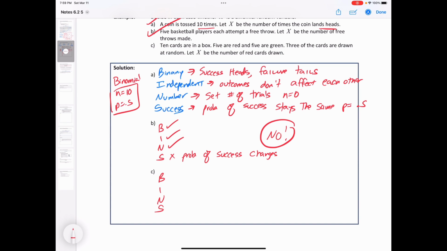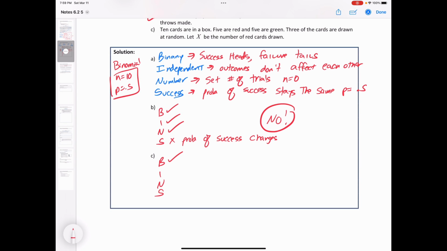10 cards are in a box. 5 are red and 5 are green. 3 are drawn at random. Let X be the number of red cards drawn. Okay, this is binary. Success is red. Failure would be green. Let's come back to I. There's a set number because you're going to draw 3 cards.